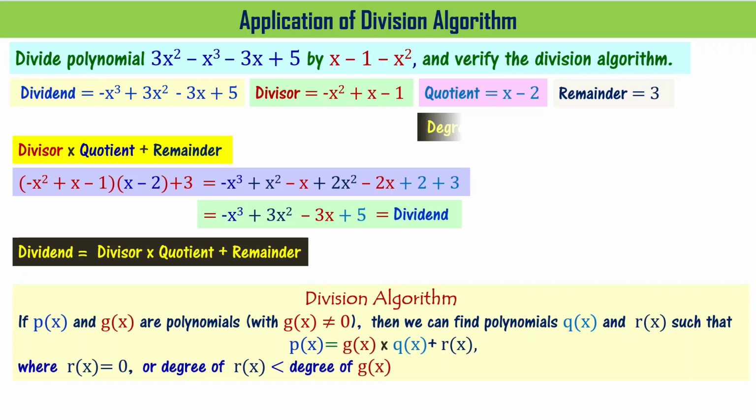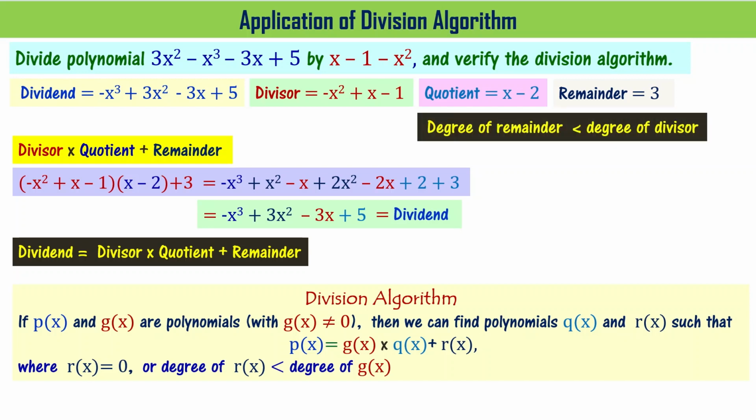The other part the division algorithm is talking about is degree of remainder is less than degree of divisor. In our case, remainder is 3, its degree is 0, and degree of divisor is 2. It means degree of remainder is less than degree of divisor, right? Hence, we can say that division algorithm is verified. Please take a note of this.